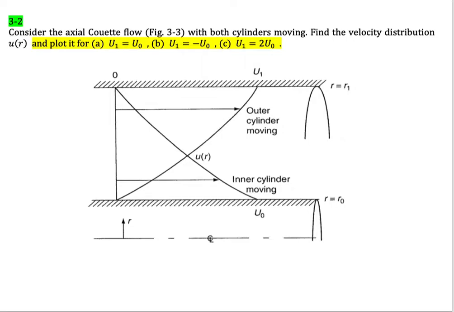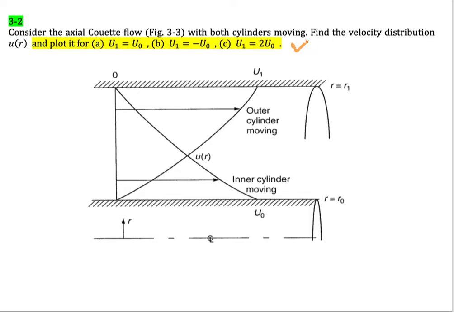Now we will see another problem, question 3.2. Consider the axial Couette flow as shown in this figure with both cylinders moving. Find the velocity distribution u(r) and plot it for U1 equal to U0, U1 equal to negative U0, and U1 equal to 2 U0. So maybe I'm not focusing on this one. We try to solve this.